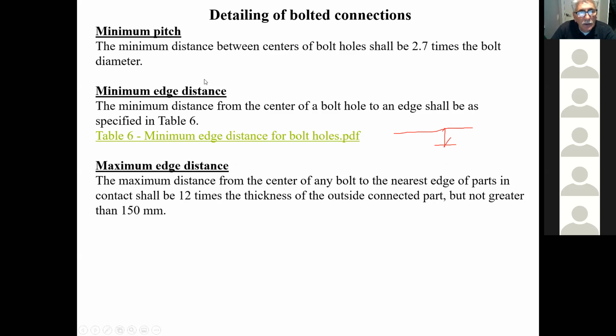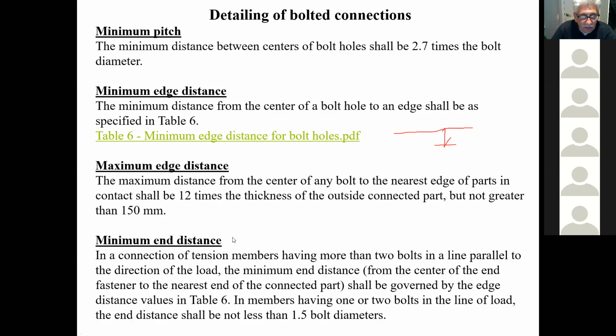Now, minimum end distance, this is what I want to talk about. In a connection of tension members having no more than 2 bolts in a line parallel to the direction of loading, let's talk about that so you can visually see what's happening. So here is a tension member, being pulled this way.